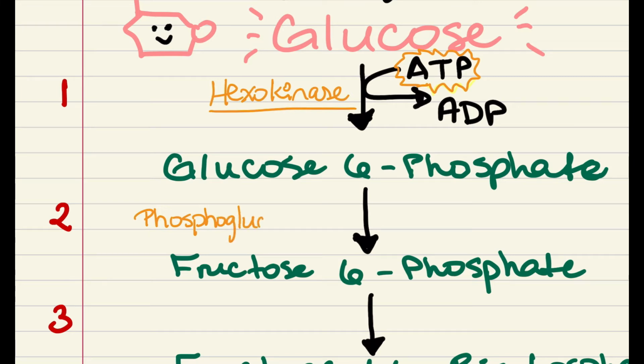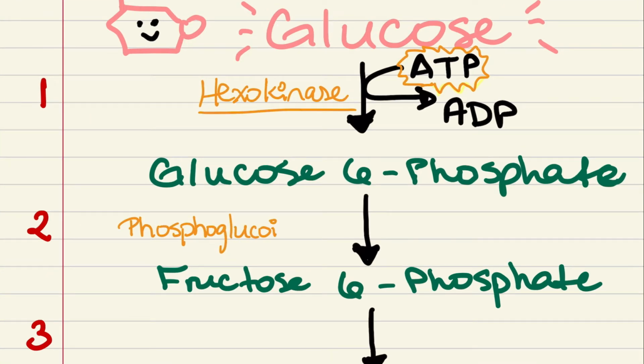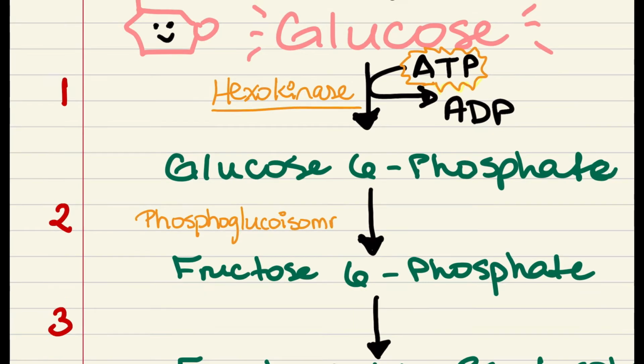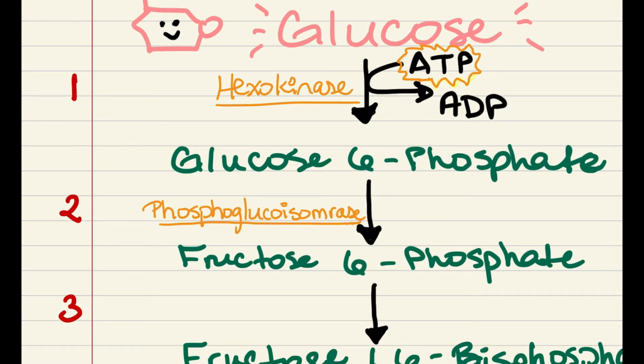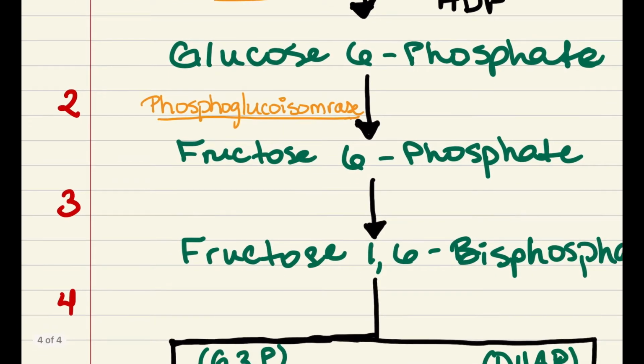Glucose 6-phosphate is converted into fructose 6-phosphate by phosphoglucoisomerase. And that basically changes the shape of glucose from the hexagonal shape to the pentagonal shape. So from what it looks like, a 6-carbon ring structure turns into a 5-carbon ring structure.